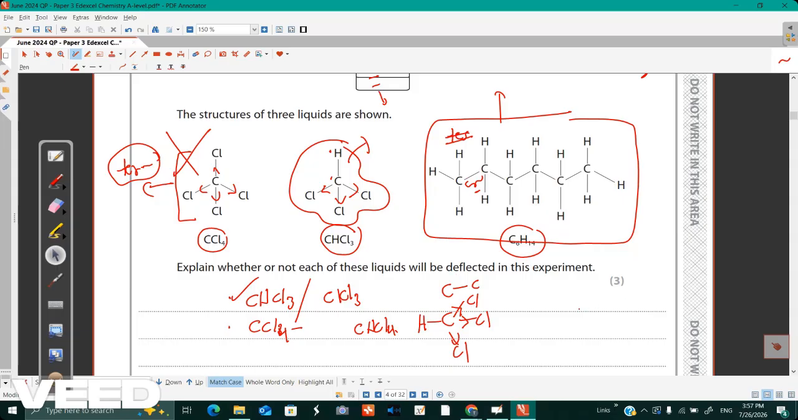You cannot specify a specific molecular shape for hydrocarbon because it's a longer chain, but you can tell around each carbon it approximately has a tetrahedral geometry, right? Okay, is it understood? Clear?